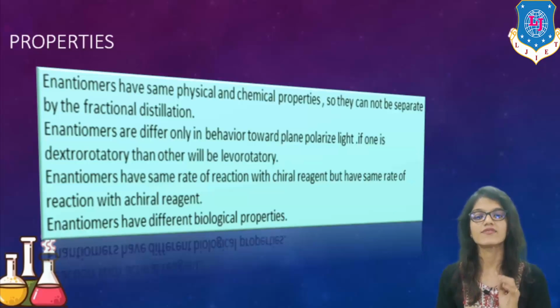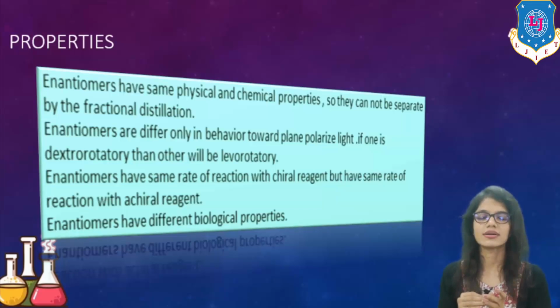Now, enantiomers have the same rate of reaction with achiral reagents but different rates with chiral reagents. And the last one, they have different biological properties. So, using certain biological differentiation techniques, we can differentiate the enantiomers. The forms like D-lactic acid and L-lactic acid can be separated using a certain biological differentiation or separation method. This is how we can use the enantiomers and identify them in our day-to-day experiments.